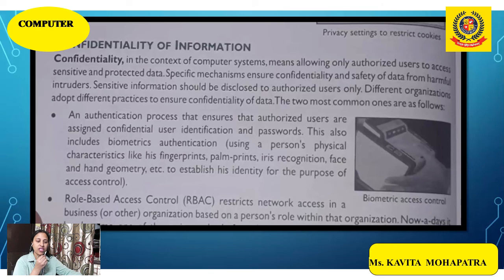The first is the authentication process, which ensures that only authorized users are accessing confidential data, using user identification and password. This also includes biometric authentication, using a person's physical characteristics like fingerprints, palm prints, face and hand geometry. They will be able to recognize you. In phones also, people are giving their fingerprints, so no one else can open their phone.